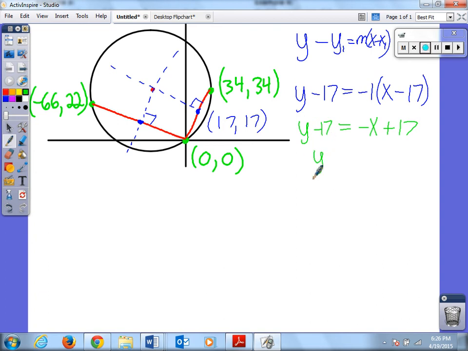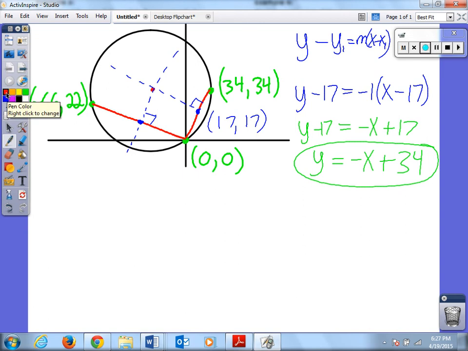And then we'll add 17 to get y by itself. So we get y equals -x plus 34. That's how they get the first equation there in step 1. Then for the second equation, this is for the segment on the left, the red chord on the left.